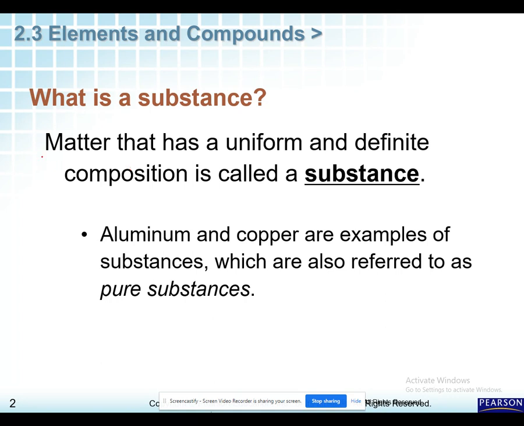Matter. Remember, matter is anything that has mass and takes up space. And it's matter that is uniform and definite, which means the composition does not change. If we're going to talk about a substance, it's always going to be that. For example, when I'm talking about aluminum, it's always going to be made up of aluminum atoms, nothing else. If I say copper, it's always going to be made up of copper atoms. These are two good examples, and we're going to learn in the next slide that these are considered elements, and they're referred to as pure substances.